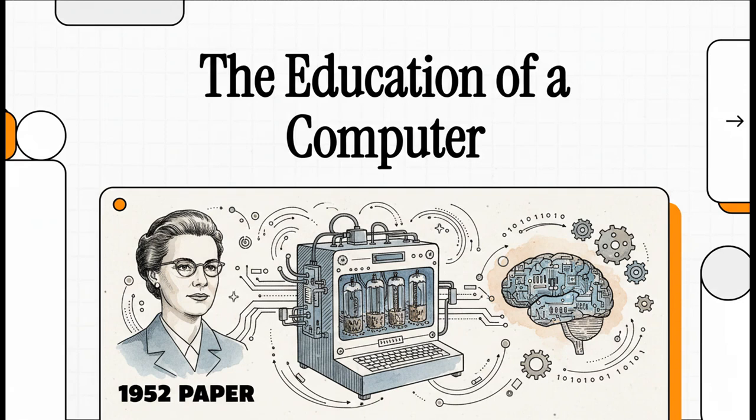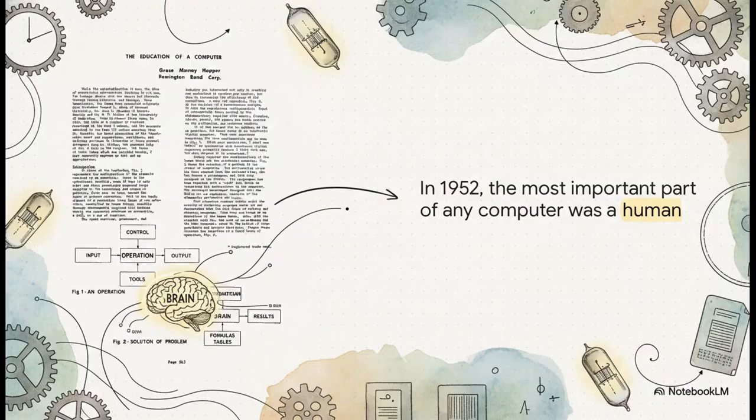How do you teach a machine to think? It's a question we're all kind of obsessed with today, right? But what's amazing is it is not a new question at all. In fact, over 70 years ago, a pioneer named Grace Hopper laid out the entire blueprint in a groundbreaking 1952 paper. So today, we're going to dive into her original work and see exactly how the very first computers were taught to learn.